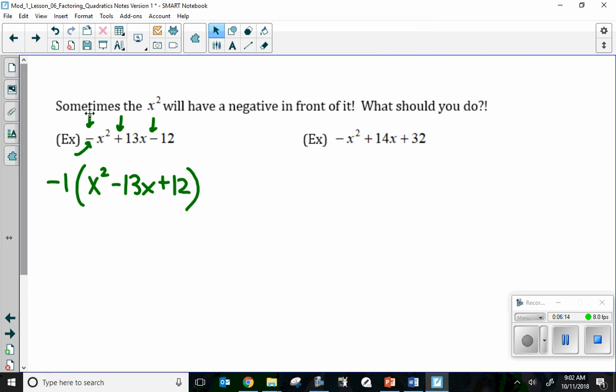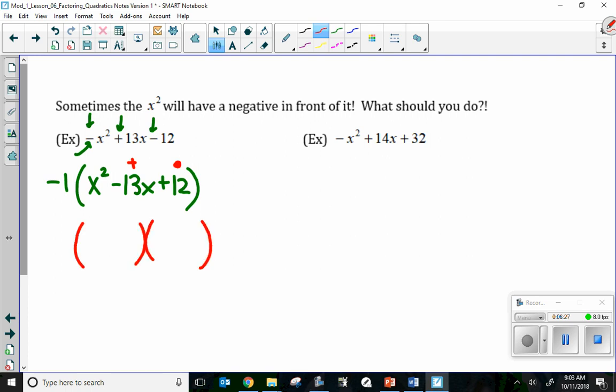And now we're right back to a situation where I need two numbers that multiply to 12 and add to negative 13. So I write my two parentheses here. This negative 1, we cannot forget about.